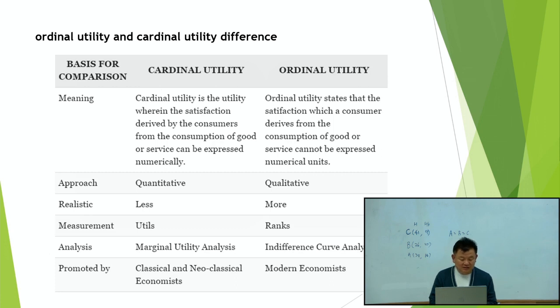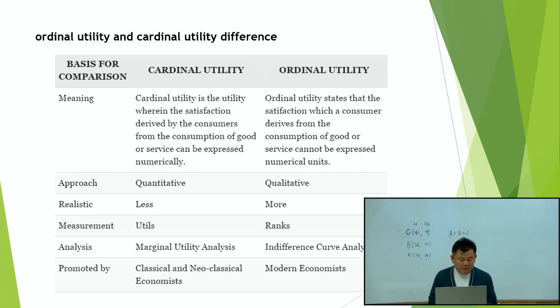Also, on the approach side, cardinal utility can measure quantitatively, but ordinal utility is a qualitative approach. Qualitative means quality. Quantitative means number. Also, cardinal utility is less realistic, but ordinal is more realistic, better than cardinal. The measurement style is utils versus rankings. So cardinal is utils, but ordinal is ranking: first, second, third, something.